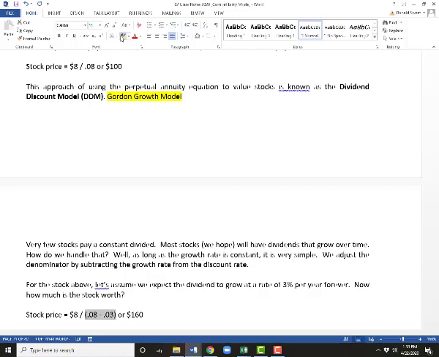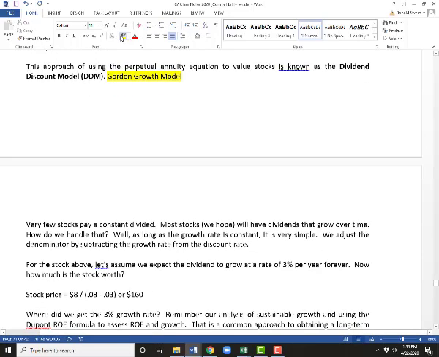So with the stock, if they pay an $8 dividend today, and our discount rate's 8%, and we expect that dividend to grow at 3%, then we should be willing to pay $160 for that stock today.